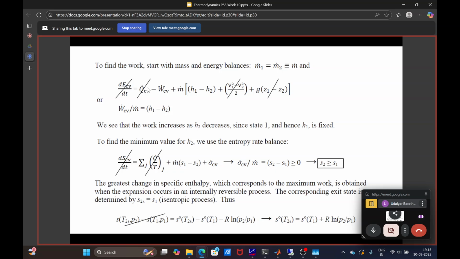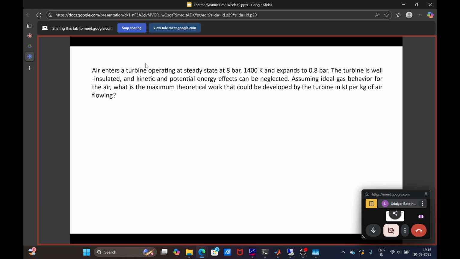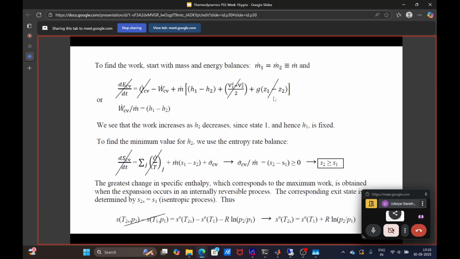So dE_CV by dt. It's a flow equation because it is an open system, a turbine. Applying the steady flow energy equation, we get Q minus W plus m(H1 minus H2 plus (V1 squared minus V2 squared)/2 plus g(Z1 minus Z2)) equals 0. Since we are neglecting kinetic and potential energy changes, the V squared terms and the gz terms go away, and since the turbine is insulated, Q is 0, and since it is steady state, dE_CV by dt is also 0. So we get W_CV divided by m is H1 minus H2.